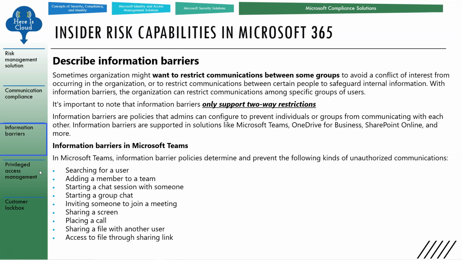Information barriers are policies that an admin can configure to prevent individuals or groups from communicating with each other. These are supported in Microsoft Teams, OneDrive for Business, SharePoint Online, and more. So, for example, information barriers in Microsoft Teams determine and prevent the following kinds of unauthorized communication. Searching for a user. You can have this applied so that one department cannot search for a user from the other department. Adding a team member, starting a chat session with someone, starting a group chat, inviting someone to join a meeting, sharing a screen, placing a call, sharing a file with another user, accessing a file through a sharing link. All this can be controlled by information barriers.